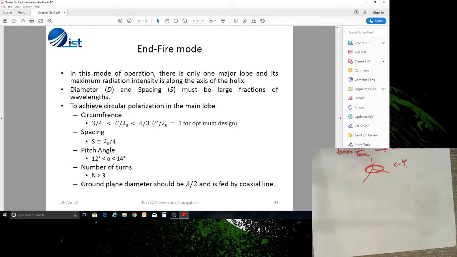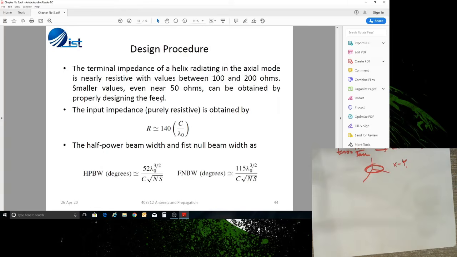और जो ग्राउंड प्लेन है, the ground plane diameter should be lambda by 2 and is fed by a coaxial line. So with these design constraints, you can actually design a helical antenna which can operate in an end fire mode. Okay. So if we talk about the design procedure, अब हम कैसे डिजाइन कर सकते हैं एक हेलिकल एंटेना. So the terminal impedance of a helical radiating in axial mode, जो हम अभी end fire mode की बात कर रहे थे, is nearly resistive. सो इसकी जो इनपुट इम्पीडेंस है वो रेजिस्टिव होती है और उसकी वैल्यू है फ्रॉम 100 to 200 ओम.